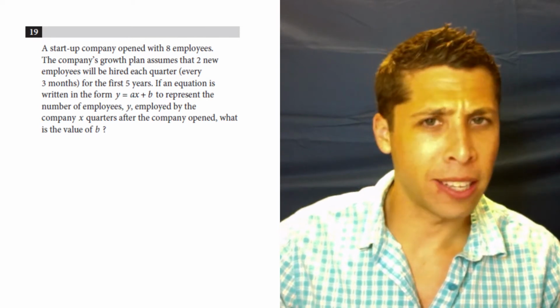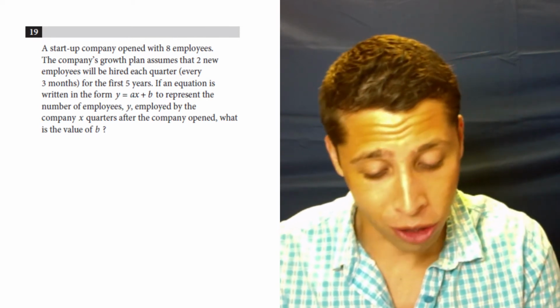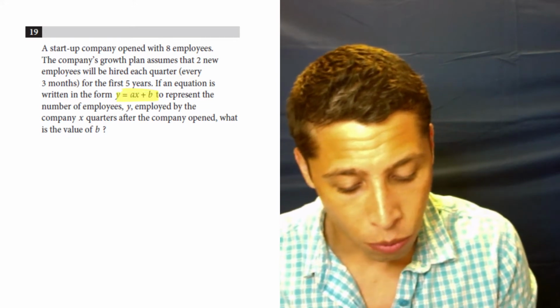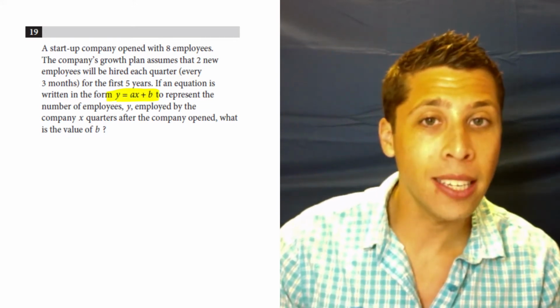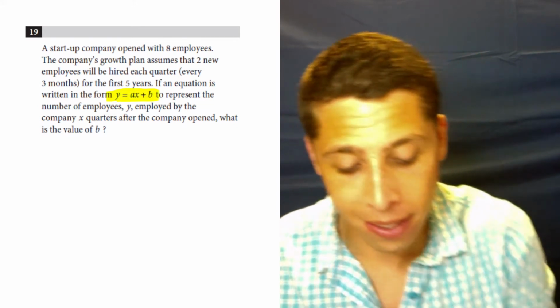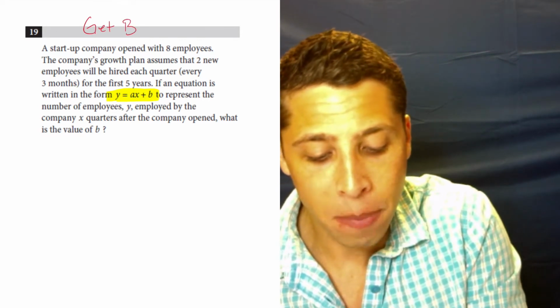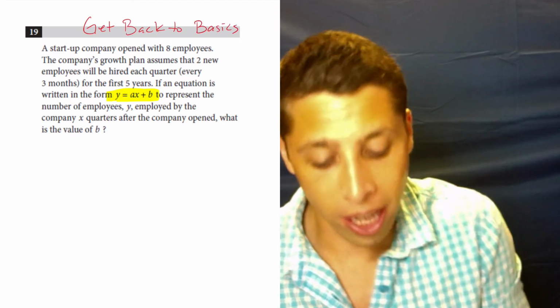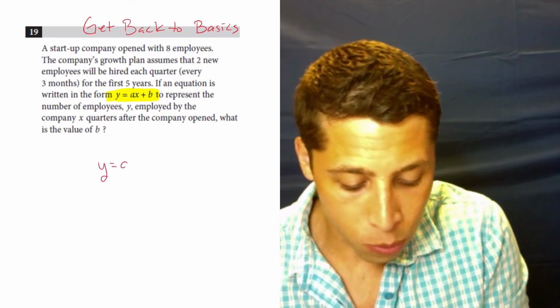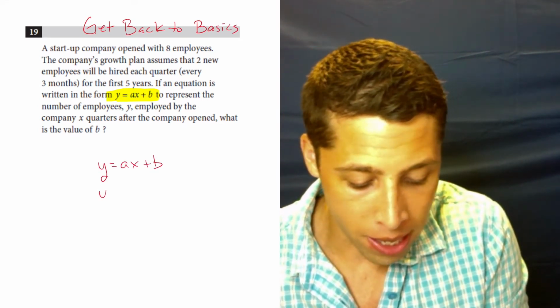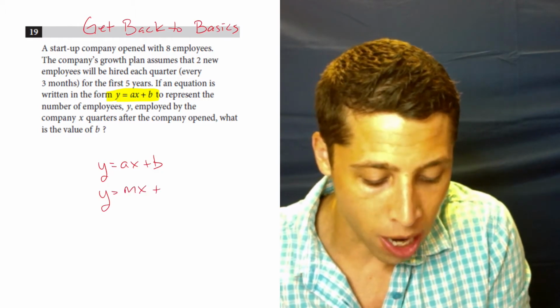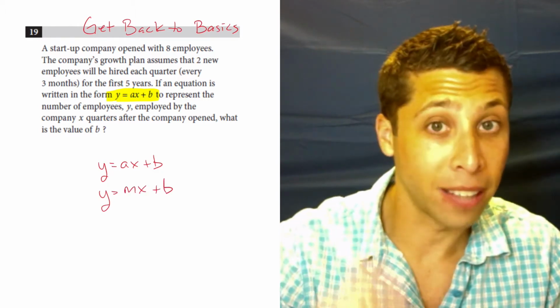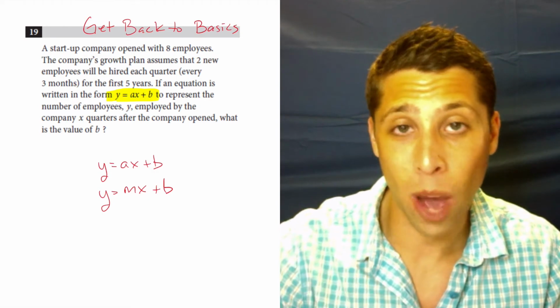And when I look at this, there's a big category that just jumps out right away. What do I see right in the middle of this thing? Y equals AX plus B. Get back to basics. That's a line. Okay, the letters are slightly different, but Y equals AX plus B is almost the same as Y equals MX plus B. The letters are different, but they work the same way.